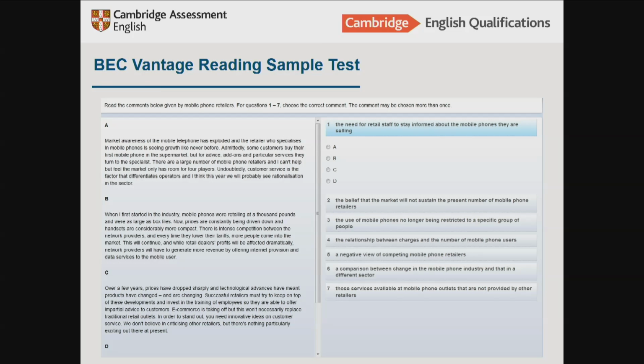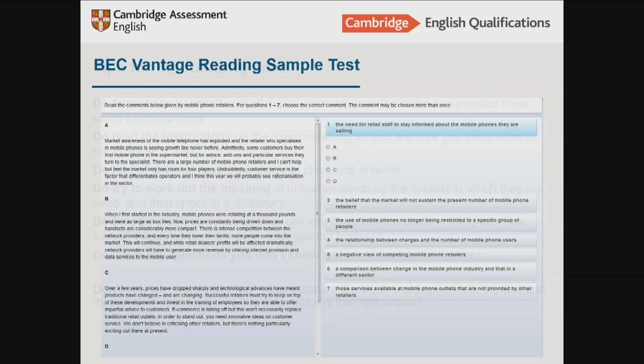Here is an example of what the reading paper looks like, and you can see that on the left hand side of the screen you have the text that you need to read. On the right hand side of the screen you have the questions that you have to answer. All these questions are in chronological order, so as you read through the text you will meet these questions that you need to answer.